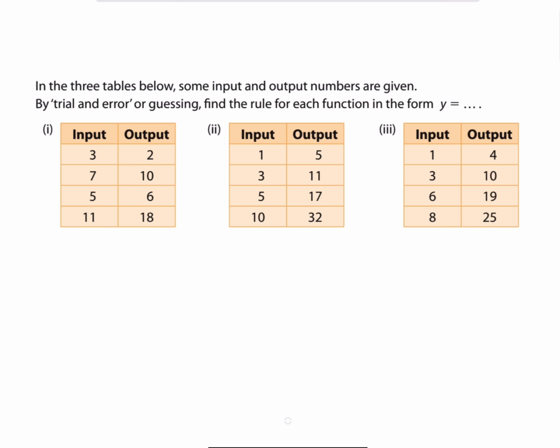So let's have a look and just mess around with it and see what we could do. So 3 to 2. Now if I minus 1, that gets me 3 to 2. But if I minus 1 here, that doesn't get me from 7 to 10. Minus 1 doesn't work here, does it? So it's not going to be as simple as that.